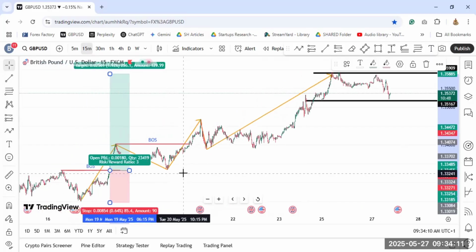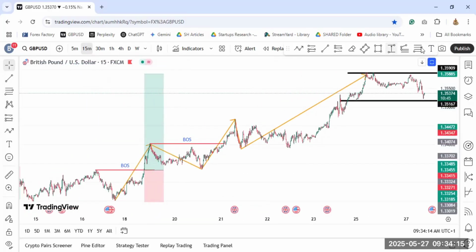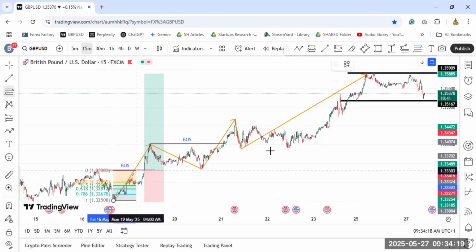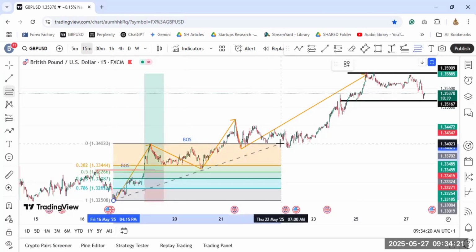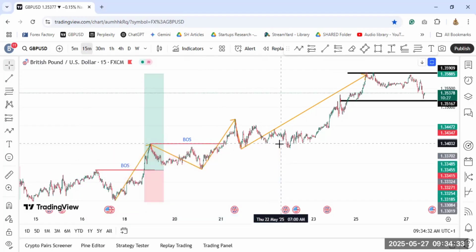Now, if you are to check for the Fibonacci levels where these things are occurring, let's use our Fibonacci tool and see where the market is pushing downwards from. If you use this, you can see the market reversed between the 0.38 and the 0.5, or the 38% and 50%. It reversed within that point. You can see that's where the market reversed from.